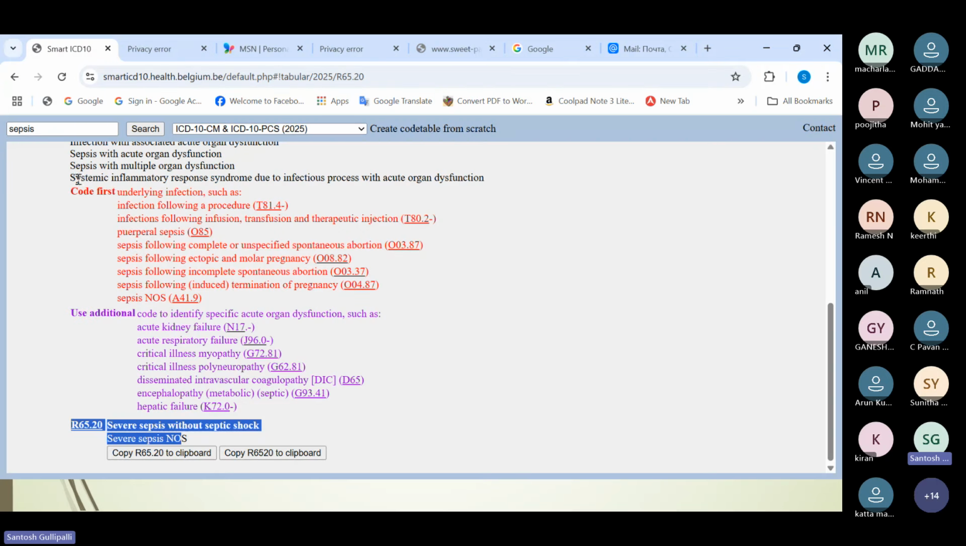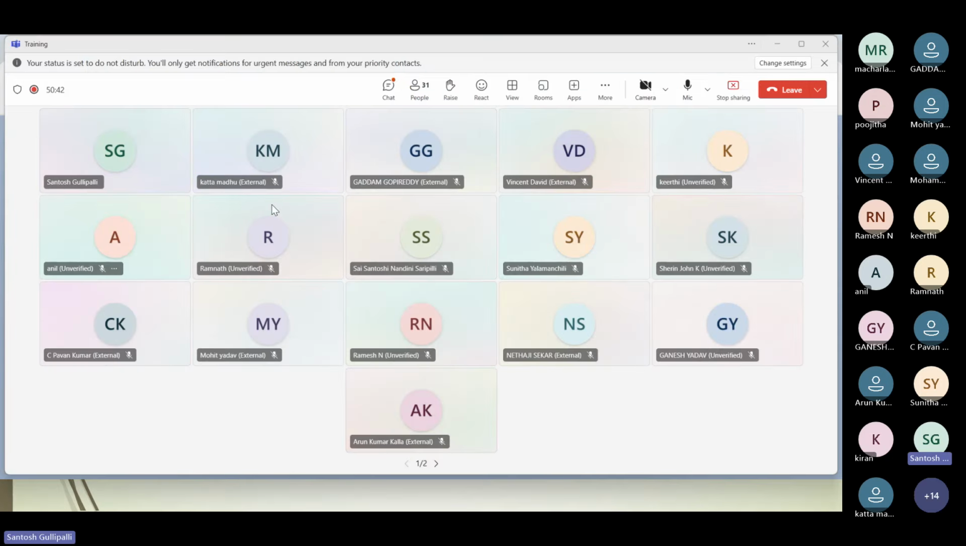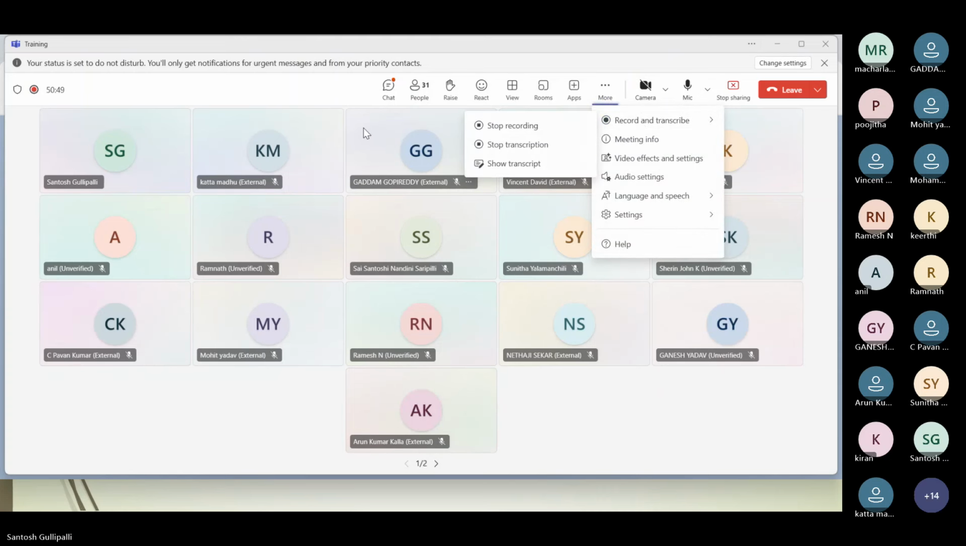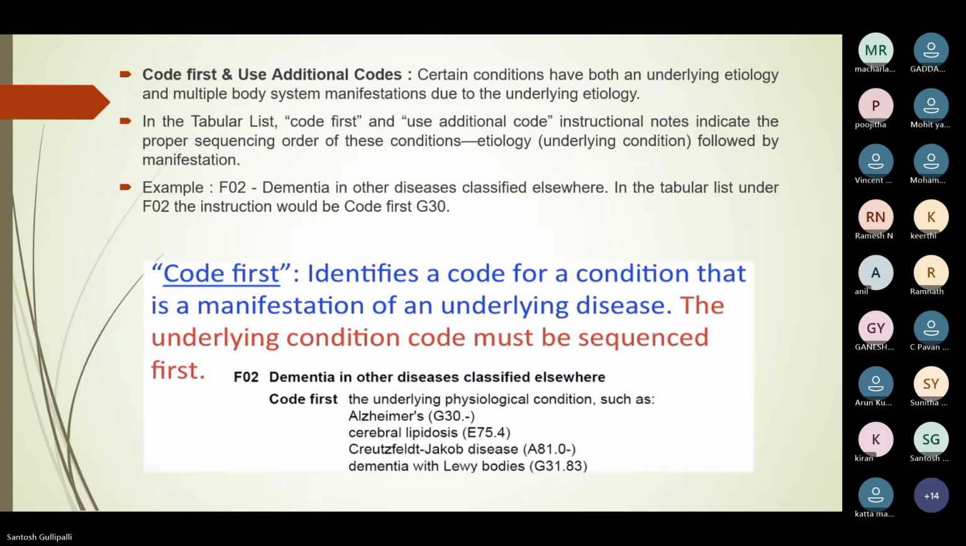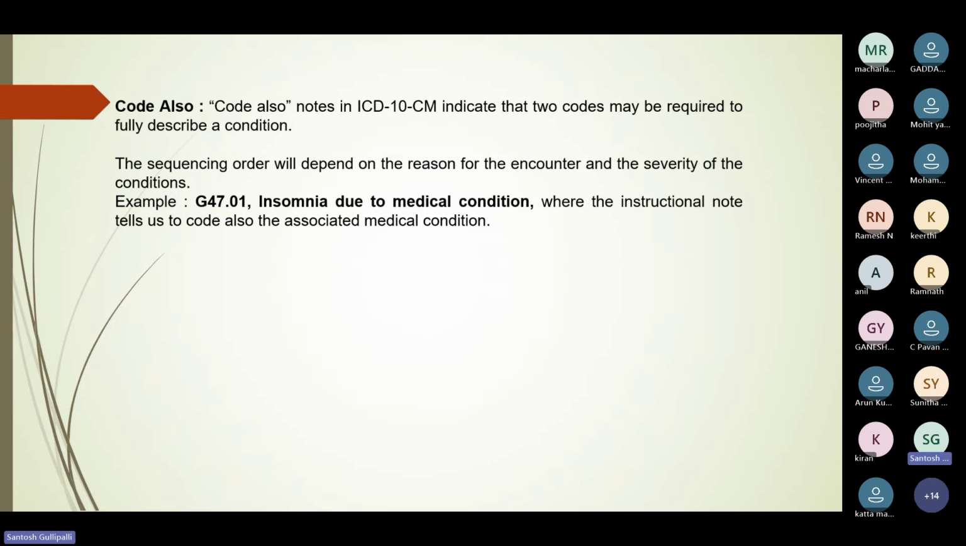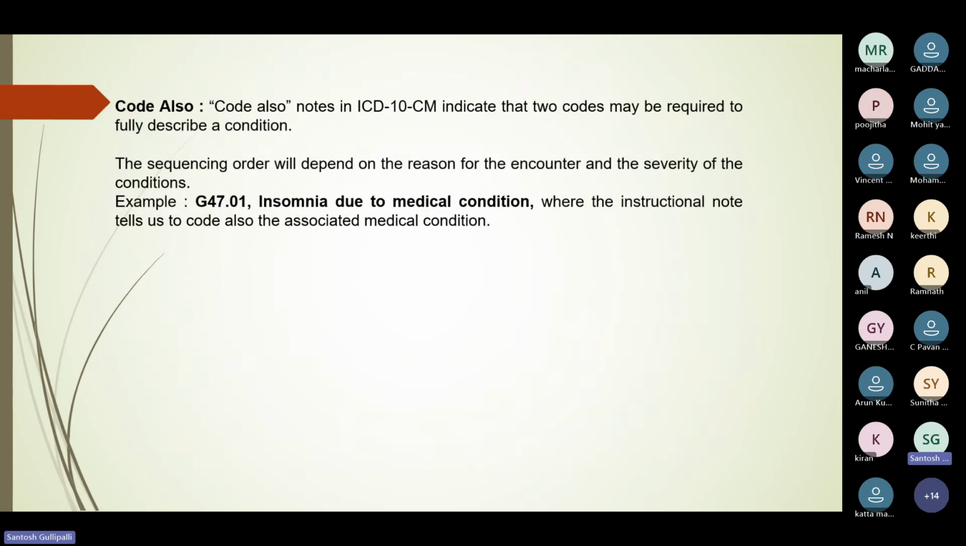Understand what is code first and what is use additional code? Okay, code first and use additional code, we completed. Next, code also.